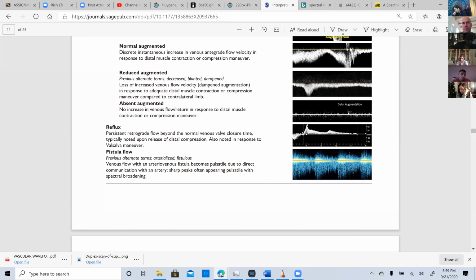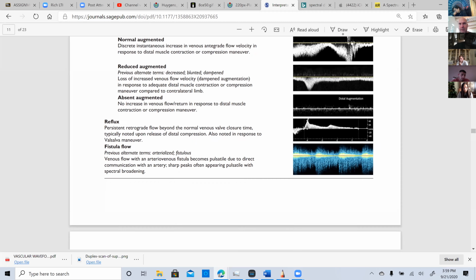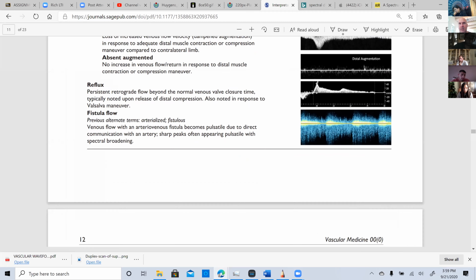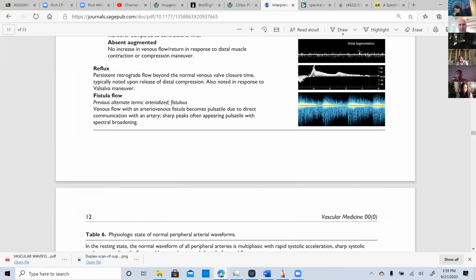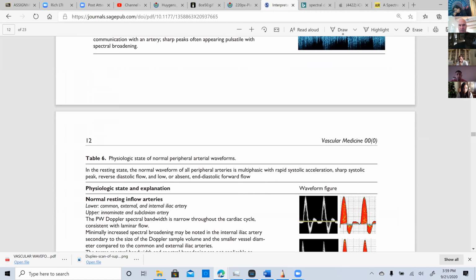Generally, you want to see more than, just to the top. You want to see more than that for augmentation, but sometimes it just depends on how good your augmentation is. We don't need the fistula flow.